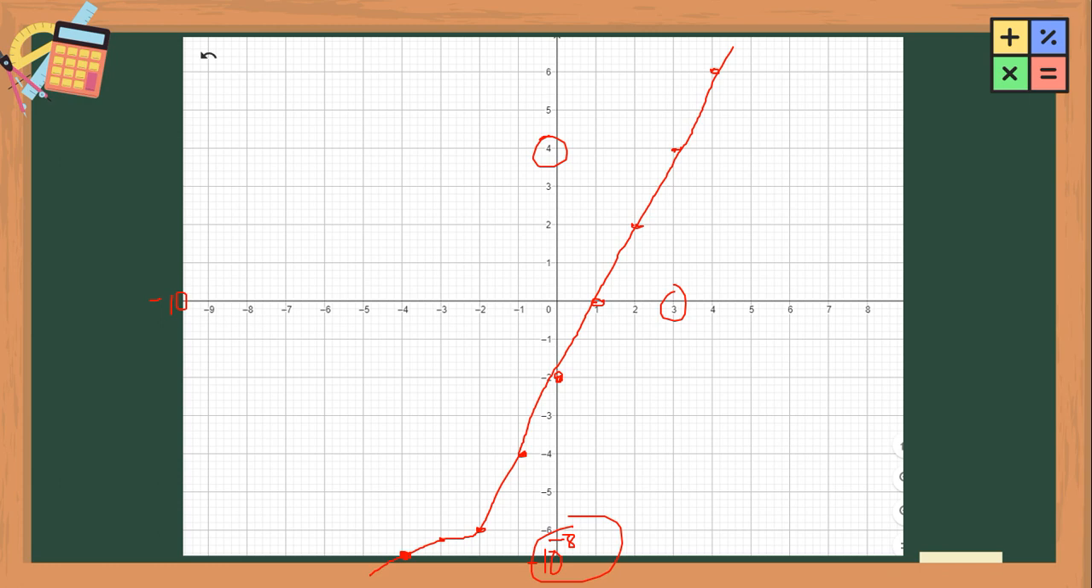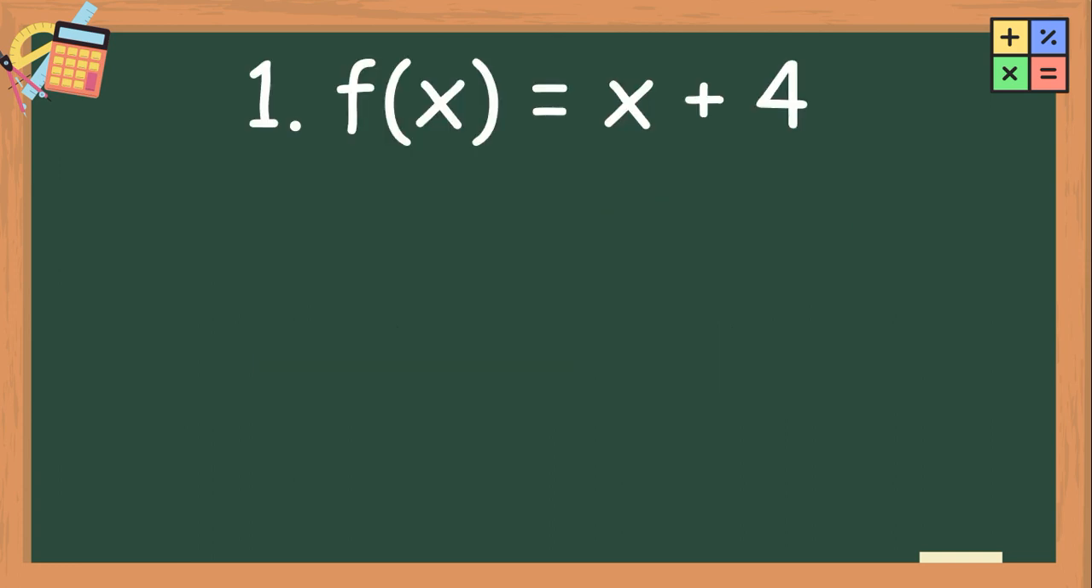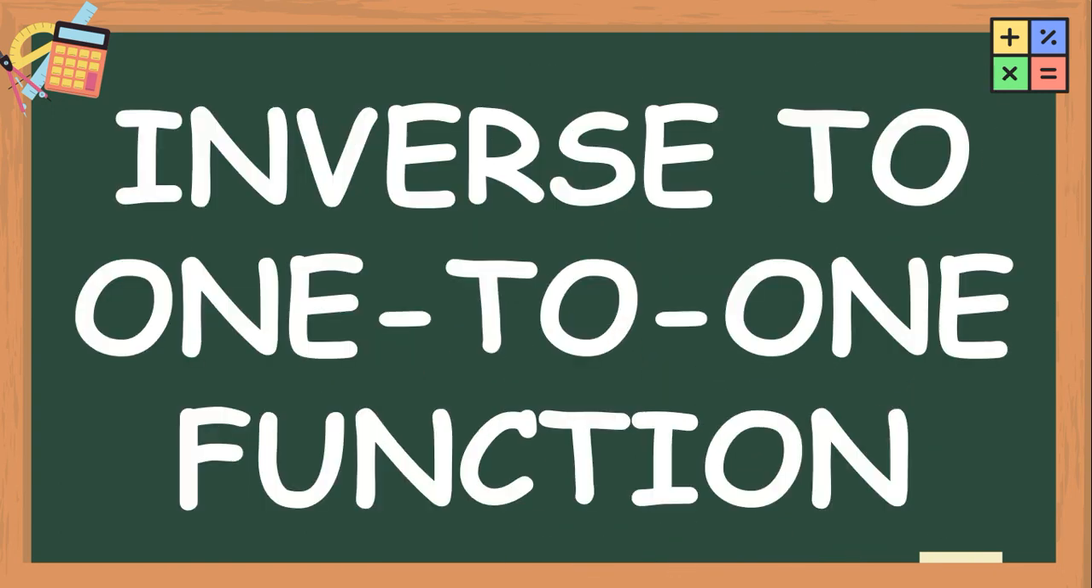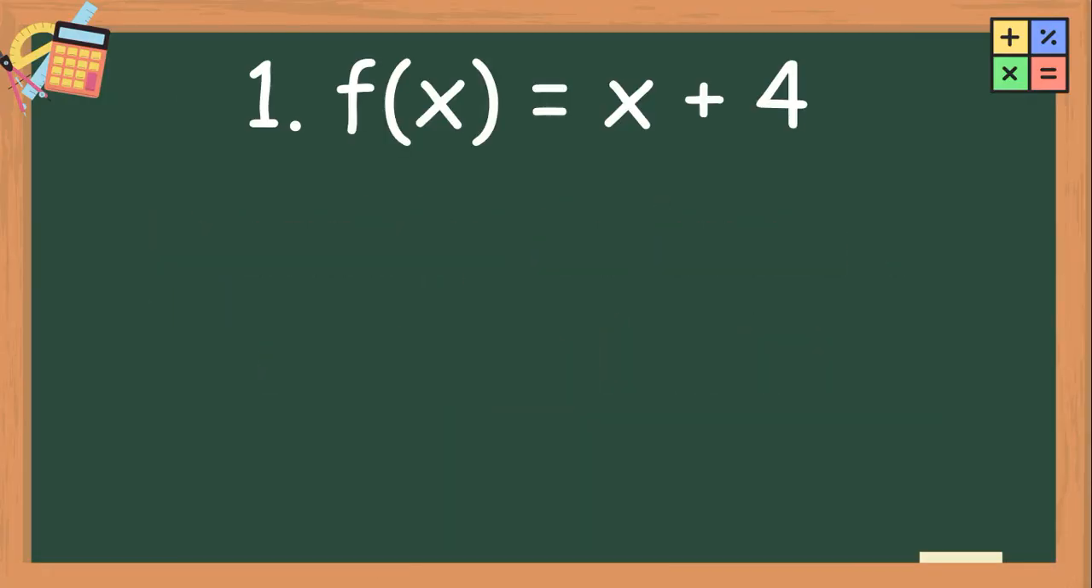Okay. So, dito na tayo sa medyo mahaba yung solution. Determining the inverse of one-to-one function. Okay. So, we have number 1 here, f of x is equal to x plus 4. Kanina, nag-conduct na tayo ng inverse function, yung ginawa natin sa pinakauna. Kung ano yung ginawa natin dito, gagawin din natin dito. So, number 1, huwag kayong kukurap, magandang mag-solve ng ganito, lalo na pag nasusundan mo yung process ng pagsusolve niya.